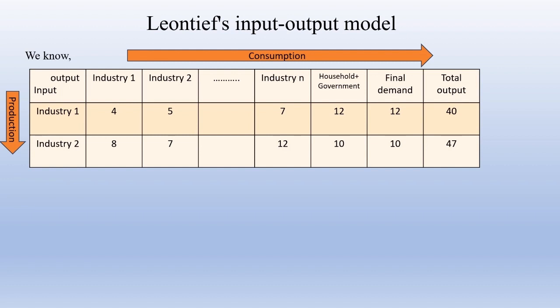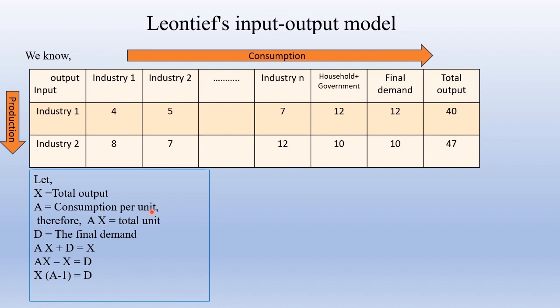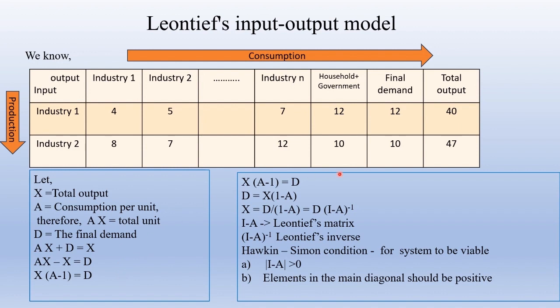Now, let X be equal to total output, A be equal to consumption per unit, therefore, AX is equal to total units, D is equal to the final demand, then AX plus D is equal to X, AX minus X is equal to D, X(A minus I) is equal to D. D is equal to X(I minus A). X is equal to D divided by (I minus A).